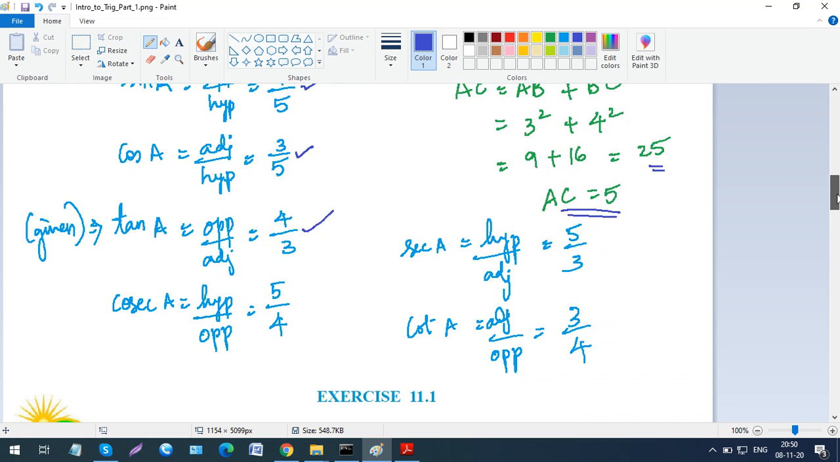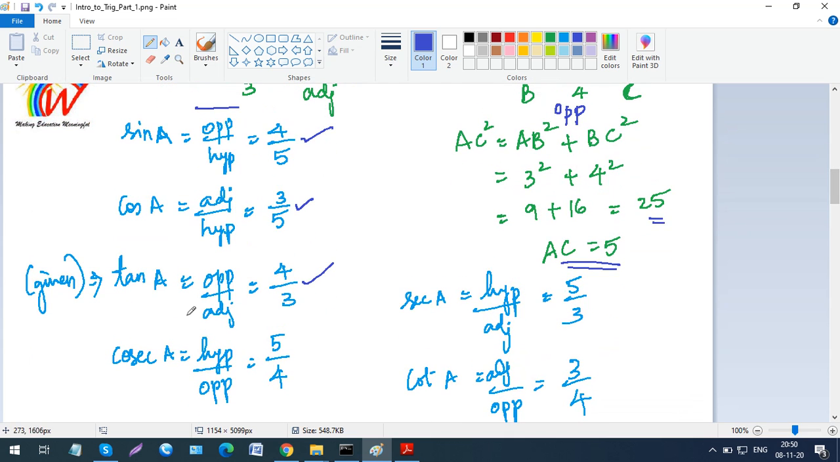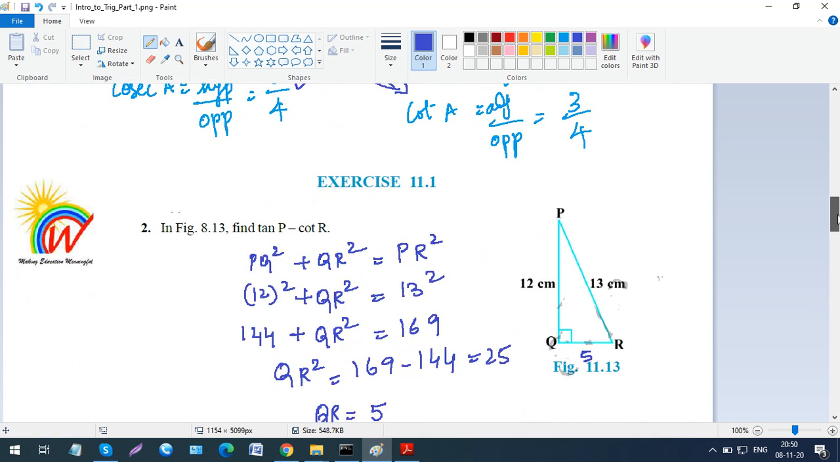Then you come to cosecant. Cosecant is the reciprocal of sine. So 4 over 5 becomes 5 over 4. Secant is the reciprocal of cos, so it becomes 5 over 3. And cot is the reciprocal of tan, so it becomes 3 over 4. That's it. It's very simple.